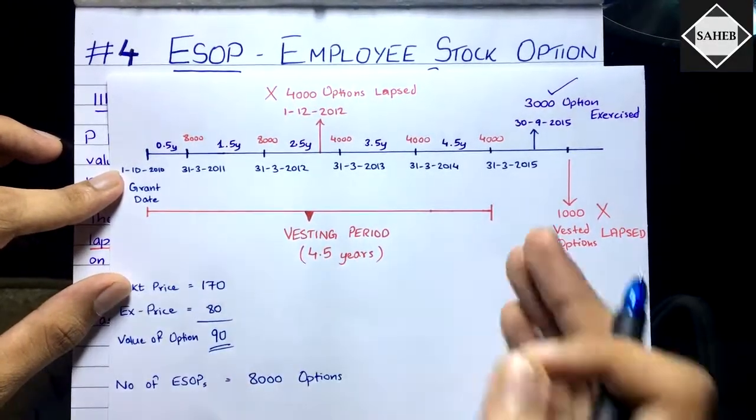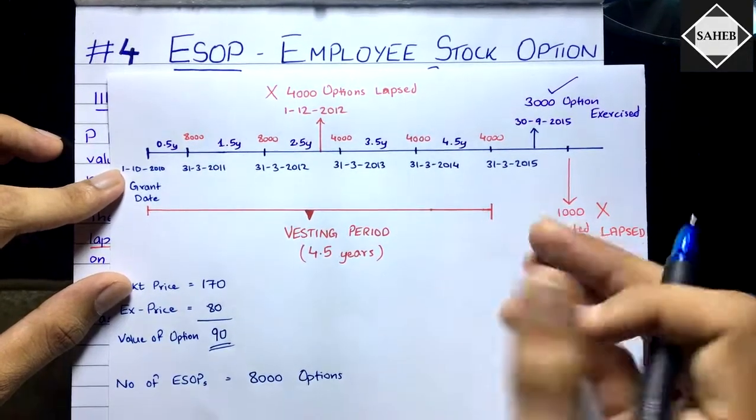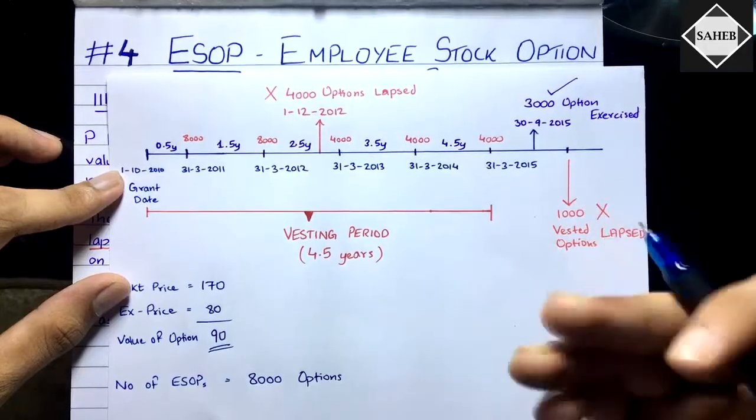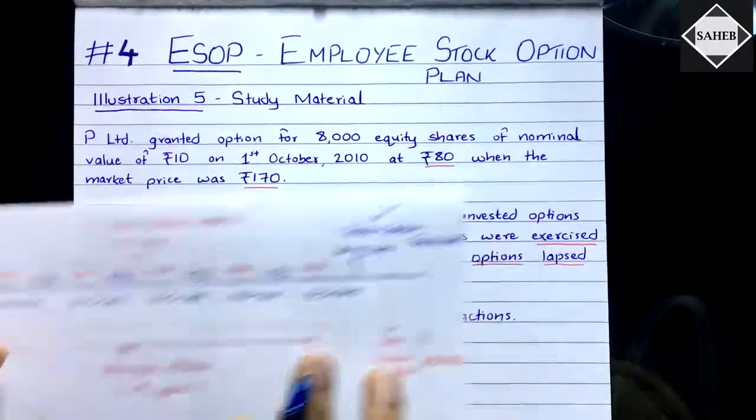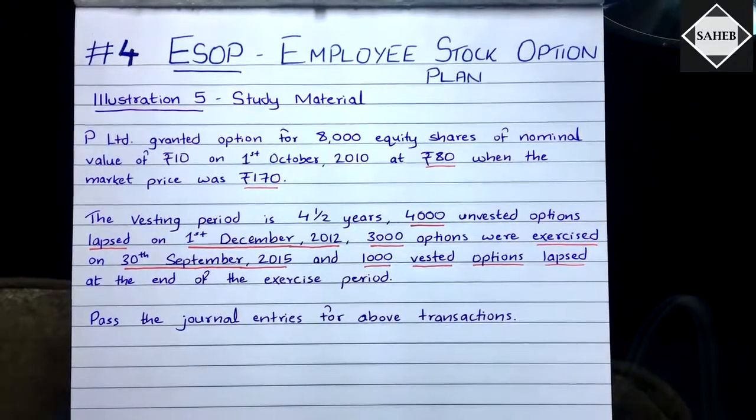Okay, and then what will happen? Then the exercise period will start, the period where the employees will have to use their options to purchase the shares at the low price of rupees 80. Yeah, that's the ESOP. That's the whole concept of ESOP.